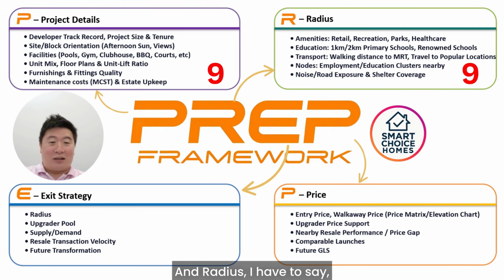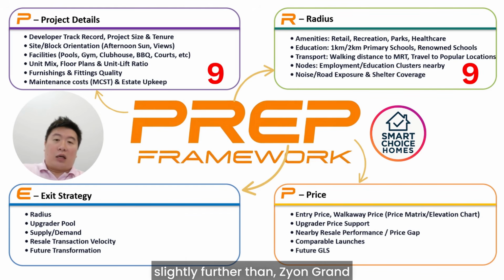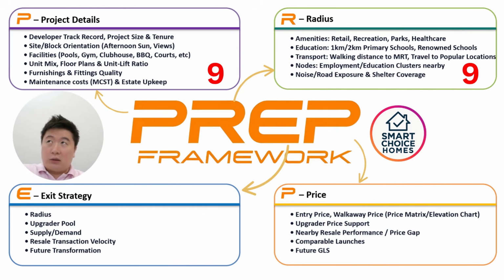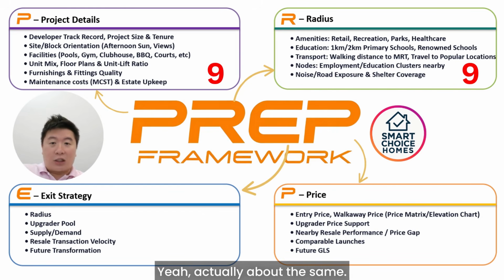And radius, I have to say, it's better than Penrith. You have walking distance to a good shopping mall like Great World City. In fact, I think Penrith walking to that Q mall that is still not confirmed yet is slightly further than Zion Grand walking to Great World City. About the same. Yeah, actually about the same.